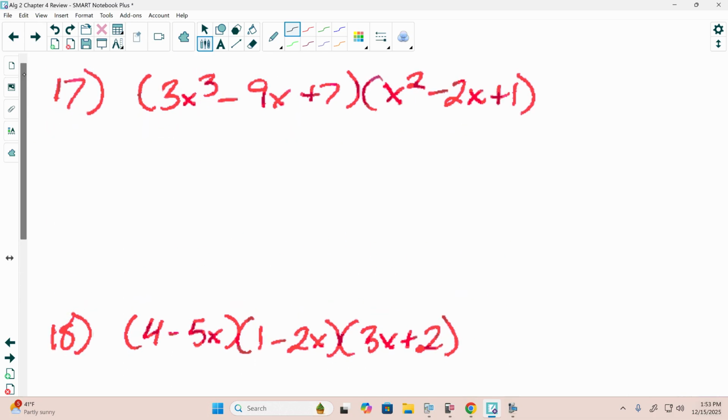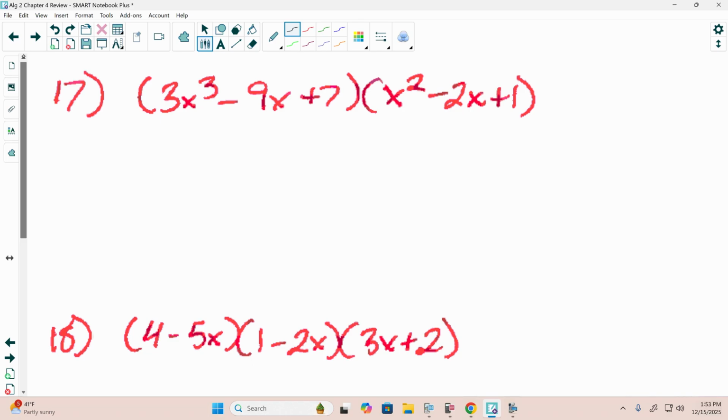Let's look at 17. Trinomial and a trinomial are 3-term and 3-term. When we multiply these together, first thing I would do is distribute that first term, the 3x cubed. So we're going to do 3x cubed times x squared.